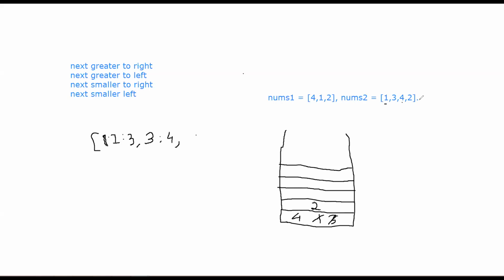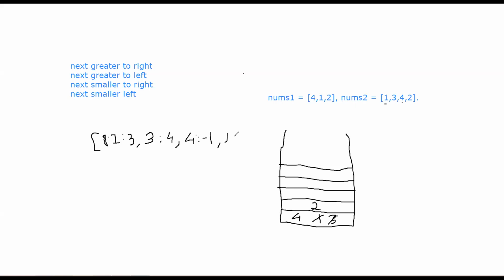Now I've come to the end of the list, so the iteration is completed. Now I'll run a loop across the stack, and whichever elements are there in the stack, I'll simply pop them out and assign them -1, because there is no greater element to their right. As they are still in the stack, that means we haven't found any greater element to the right, so we have to return -1 for them.